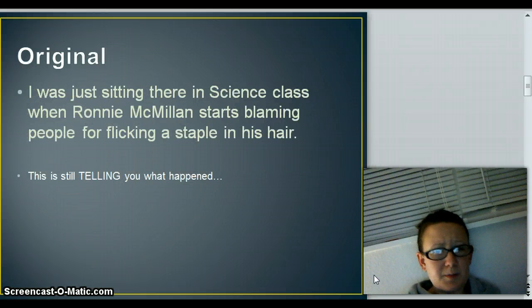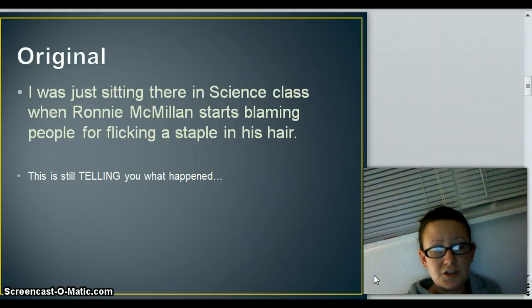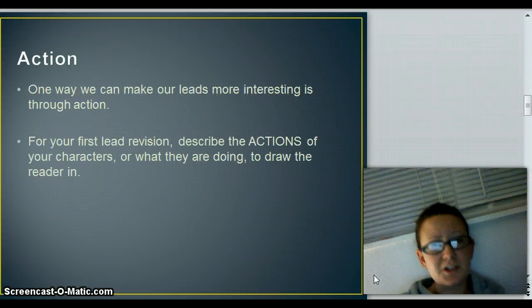Here's a second example. "I was just sitting there in science class when Ronnie McMillan starts blaming people for flicking a staple in his hair." Again, telling the story, not showing it. Now let's look at 3 different ways to make these 2 different leads better. Here's the first way, action.